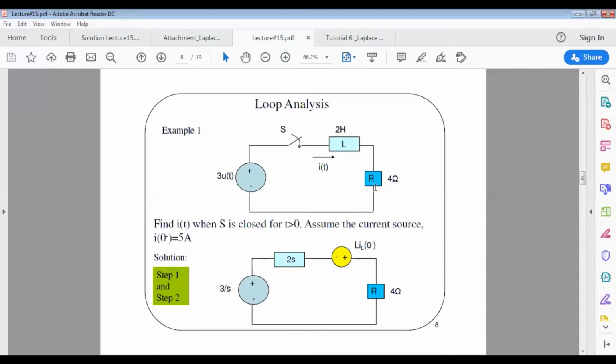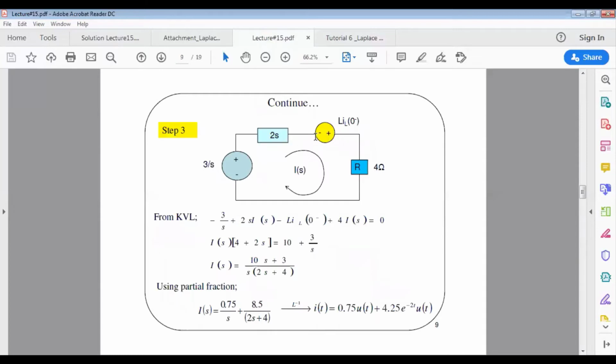And the resistance, when we transform it, will remain as it is, so we only have 4 ohm there. Okay, so this is the result of the transform diagram for this circuit. Hopefully you understand this. Remember that step number 3 is to apply the Kirchhoff voltage law in solving the problem.